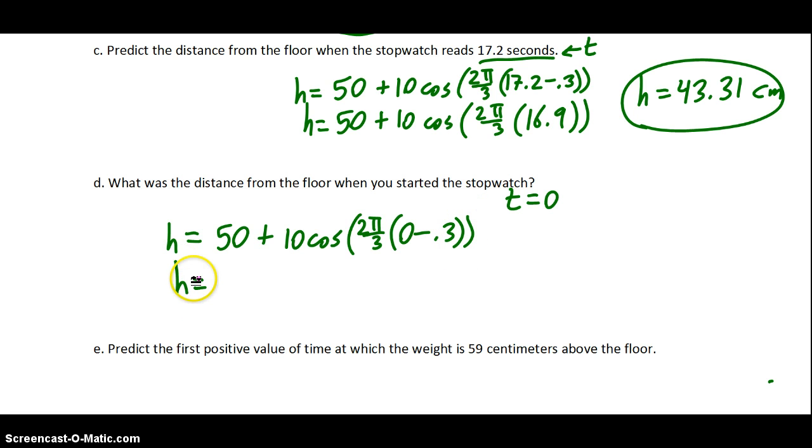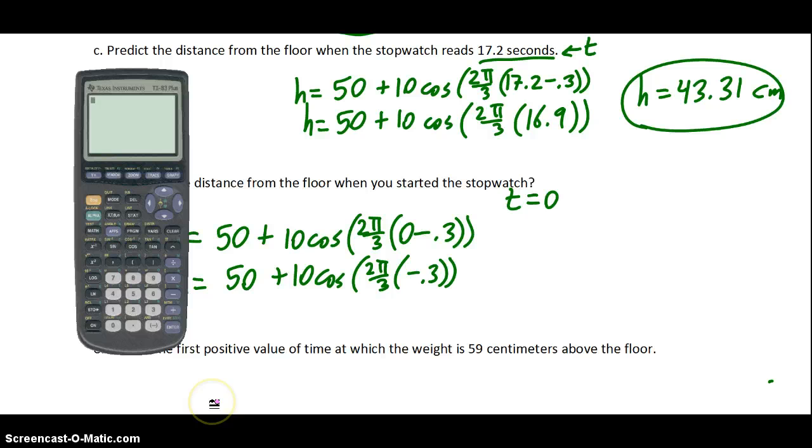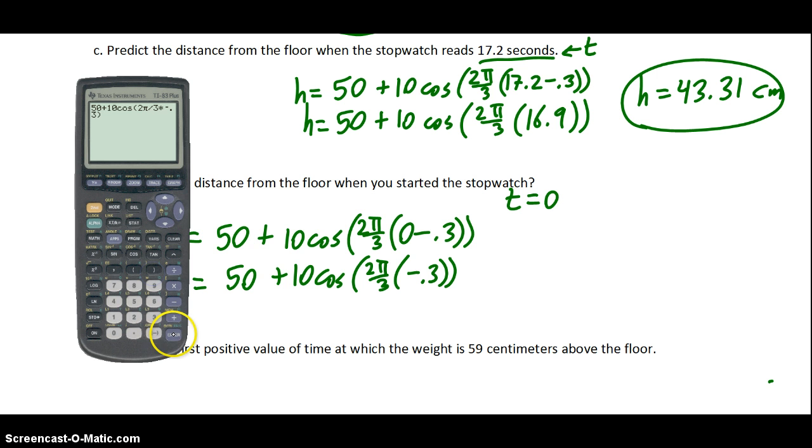Well, what's going to happen here? This shouldn't be too bad. 50 plus 10 cosine 2 pi over 3 times negative 0.3. Okay, so let's go to our handy-dandy TI-83 calculator. 50 plus 10 cosine 2 pi over 3. Once again, I'm not going to close off parentheses. 2 pi over 3 times negative 0.3. And let's see what happens. We get 58.09.